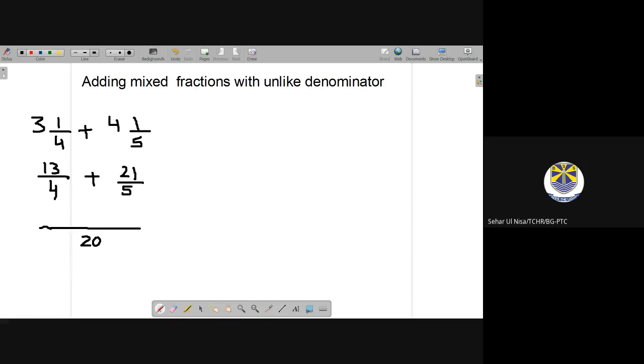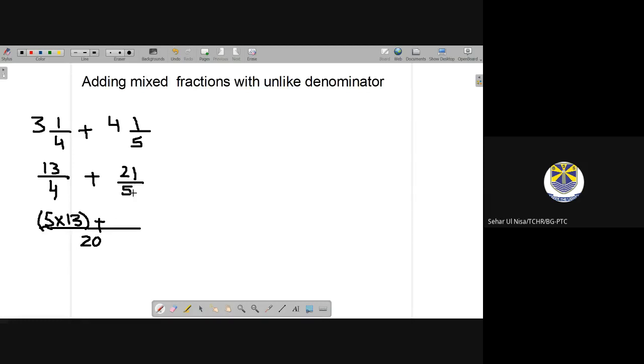Then we will go step by step. In 4's table, how many times is 20 coming? 4 fives are 20, so 5. I'm writing 5 over here, and we are going to multiply 5 with the numerator. So 5 multiplied by 13, I'm going to put a bracket. So this side is done. I'm going to write this plus as it is.